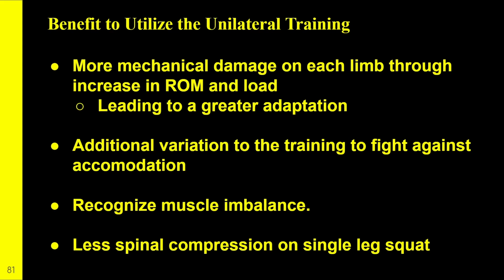Let's talk about some of the benefits of utilizing unilateral training. We're going to have more mechanical damage on each limb through increasing range of motion and increasing load, leading to a greater adaptation. And since unilateral training is a variation to the training, we can use it to fight against accommodation as well. By doing unilateral training, we can recognize some of the muscle imbalances, either in our weak muscle part or in the muscle imbalance between left and right. And finally, when we do super heavy squats, there's going to be a dangerous amount of spinal compression. And when we do single leg, there's going to be less spinal compression, leading to a safer training environment.